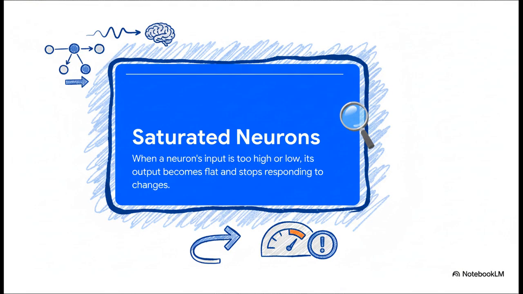And the problem started with the individual neurons. See, the early activation functions they used were shaped like an S. So if a neuron got a really high or a really low input, it would end up on the flat part of that S curve. And at that point, it becomes saturated. It doesn't matter how you tweak its input anymore, its output barely changes. It basically goes deaf to the error signal.